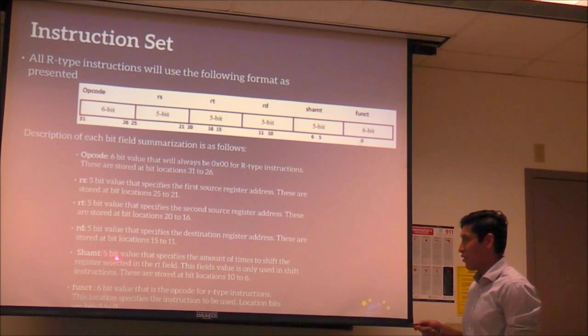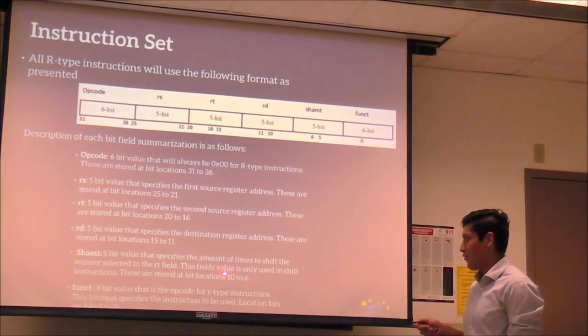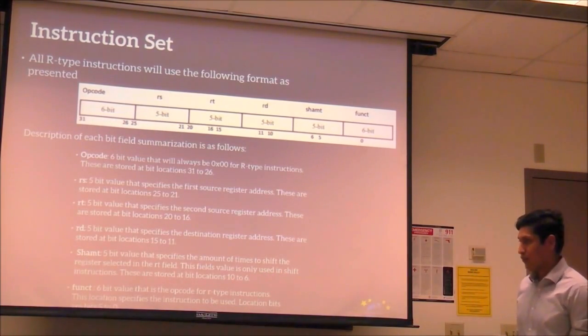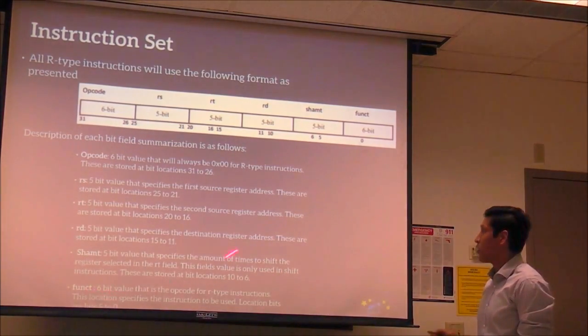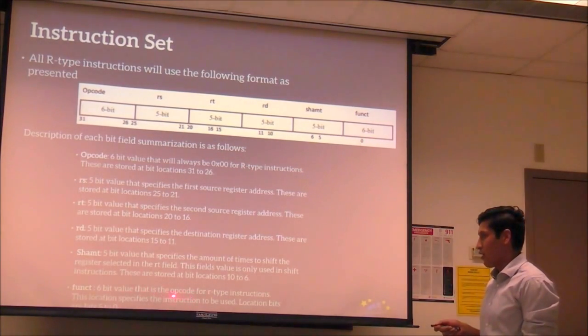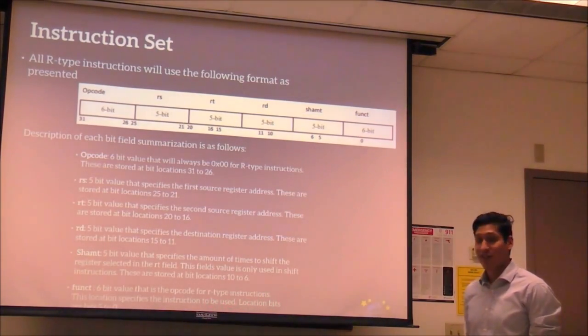And the shift amount, which is a 5-bit value that specifies the amount of times to shift the register selected in the RT field. This field value is only used in shift instructions. These are stored at bit locations 10 to 6. Our function field is a 6-bit value that is the opcode for R-type instructions. This location specifies the instruction to be used. Location bits are 5 to 0.